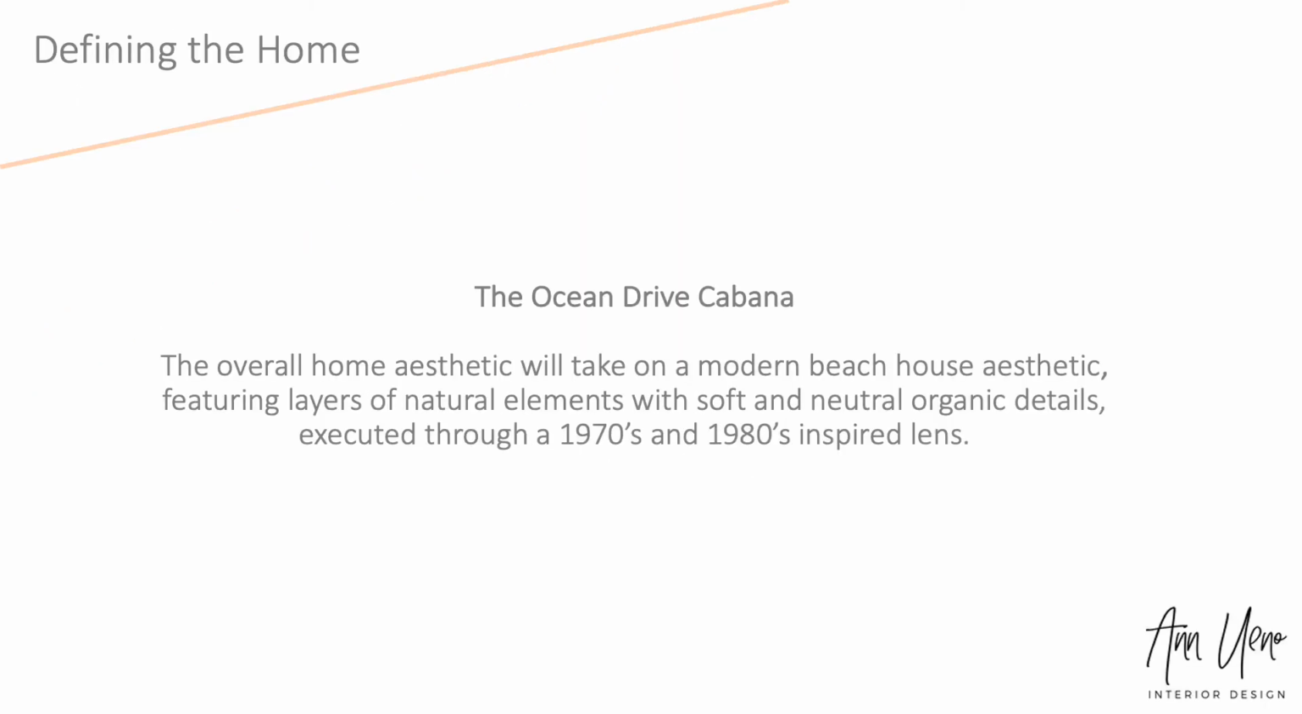Okay, so defining the home, step 1. You can see here, this is for the Ocean Drive Cabana. So this is the home editorial. Defining the home and being able to articulate its character and traits in just a few sentences. Think of it like a mission statement for the project. A general rule of thumb I follow to ensure that I'm addressing the right things is to include the following.